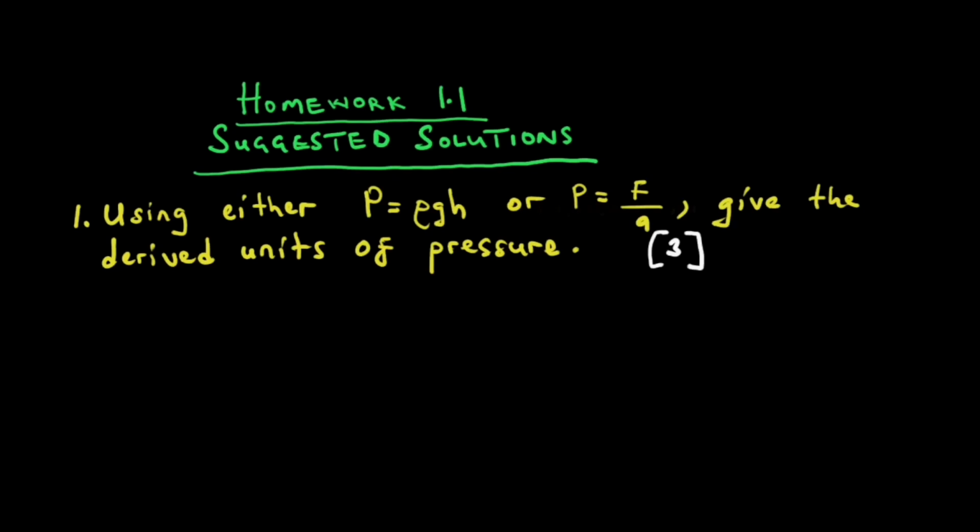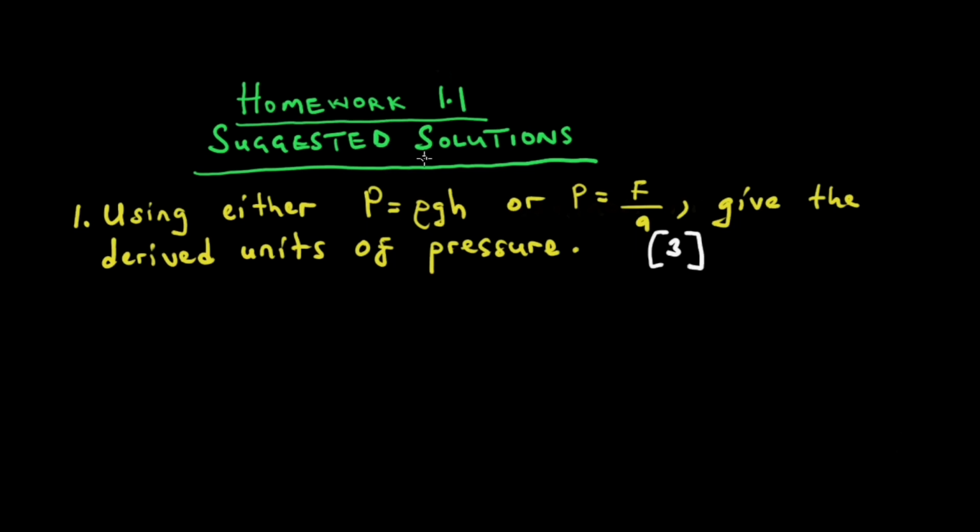Tiri kuda kuita suggested solutions homework 1.1. Question number 1 yaiti using either P is equal to rho GH or P is equal to F over A, give the derived units of pressure. Saka imimi maigona maichuza between formulas ayari 2.